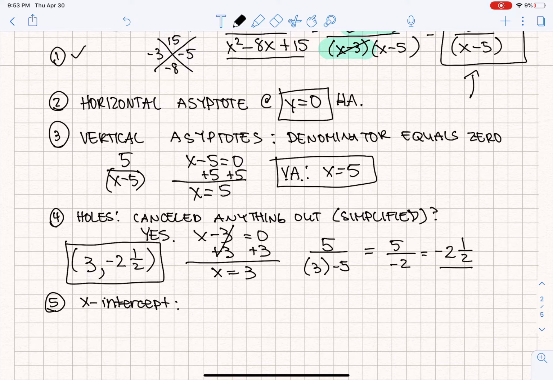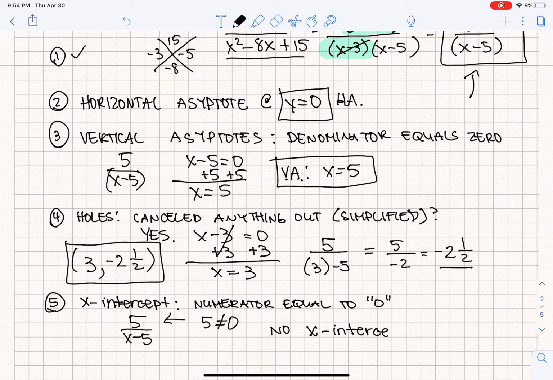So here we set our numerator equal to 0. All right, so let's see. We have our simplified function here. Now, can we set a 5 equal to 0? Well, no, 5 is not equal to 0. You cannot set it equal to 0. So what does that mean? If we can't do it, that means there is no x-intercept. Okay, and that's okay. There doesn't have to be one. Yay! Okay, let's go to the next one.